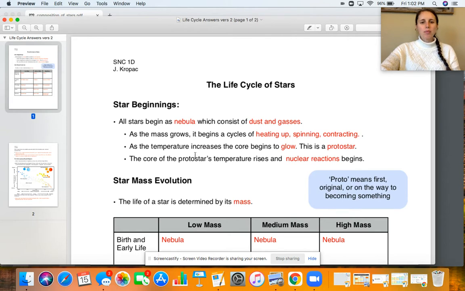The core of a protostar's temperature rises and nuclear reactions begin. So this was from your sun note. We talked a little bit about the fact that the energy that's given off by a star comes from nuclear reactions. It's mostly from helium decaying to hydrogen. So those reactions are actually chemical reactions, and it's helium decaying to hydrogen, and that's what gives a star its energy. And remember that energy looks like light.